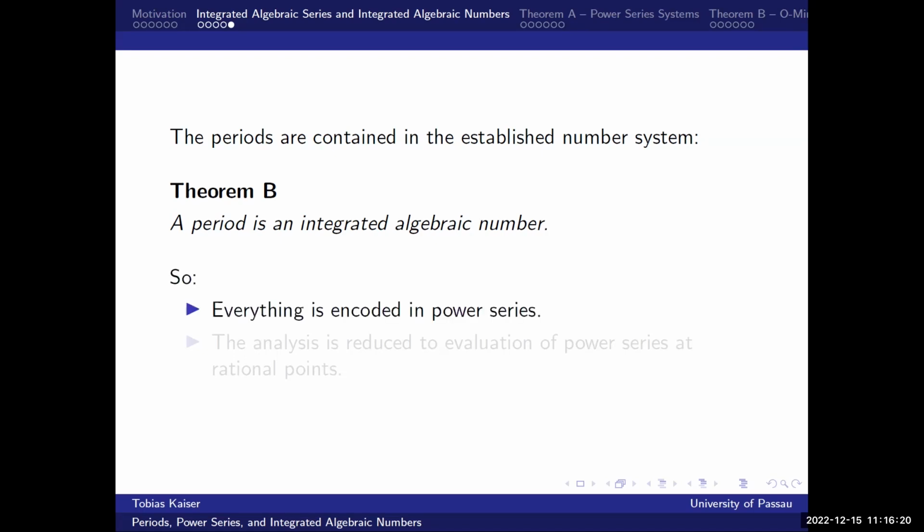So, what do we have? Everything is more or less encoded in power series, starting algebraically, and then doing finitely many algebraic geometric operations. And the analysis is somehow reduced to the evaluation of power series at rational points. So the integration is completely moved to a formal integration. Okay.